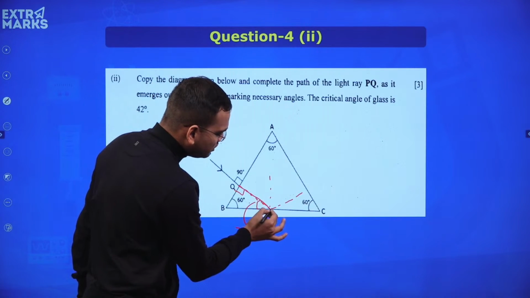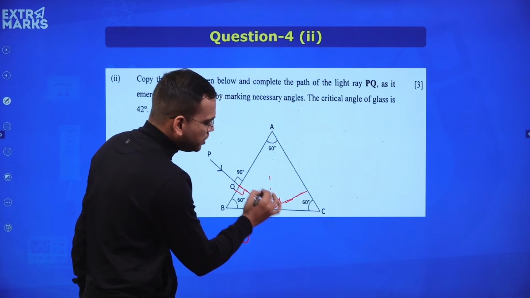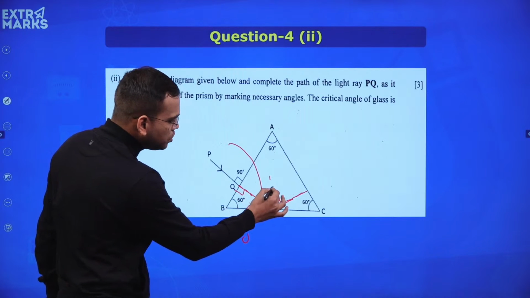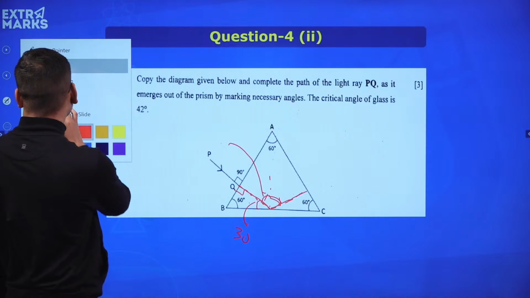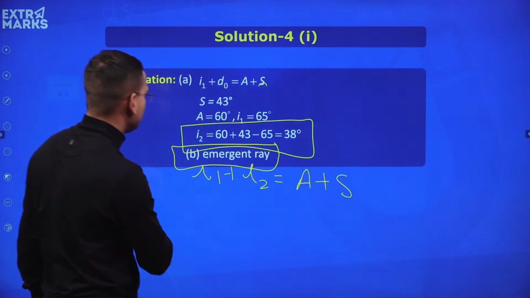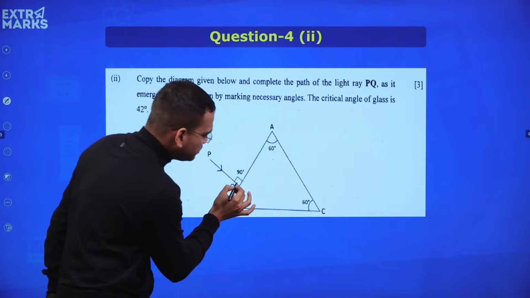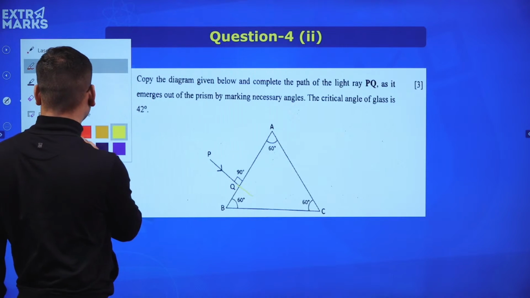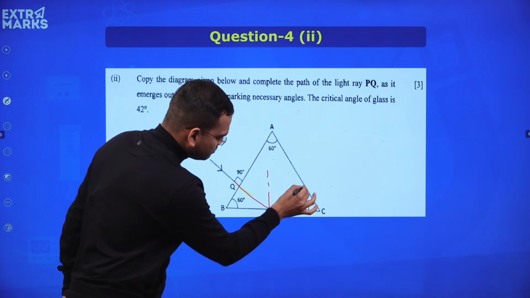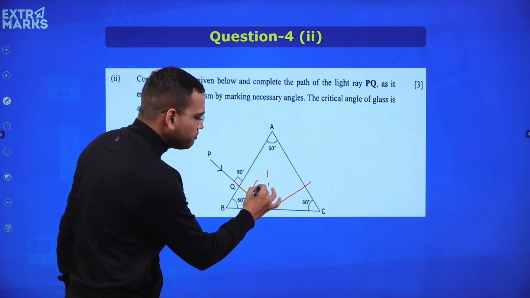Now after going here, the light ray will go here. Why will it go here? Understand, this angle is how much? The total is, okay, I'm drawing it again. This angle was 30, this angle was 60.